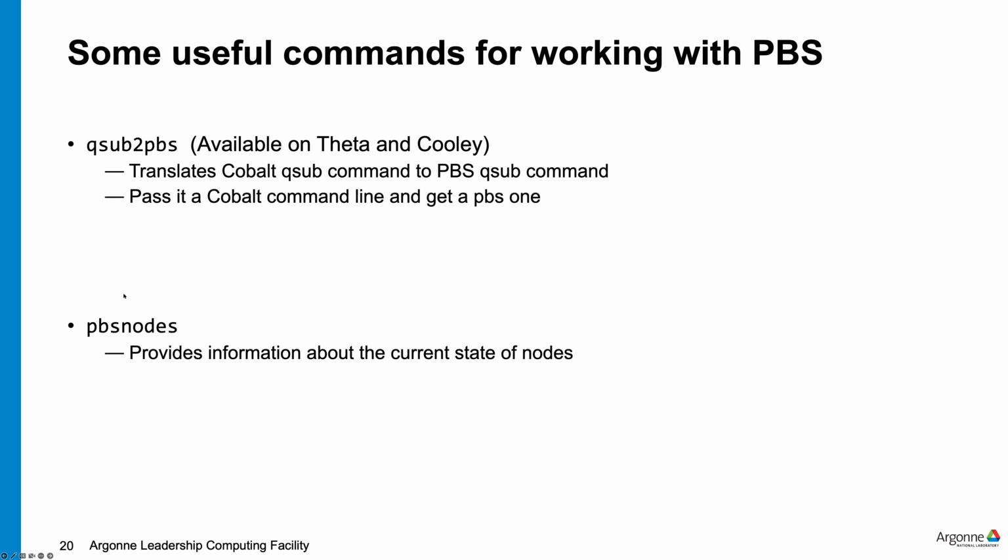And if you want to know the status of nodes, there's this pbsnodes command, with various options. It can tell you which nodes are down, what nodes are available, what nodes are occupied, if you want to look at the current state of the system.